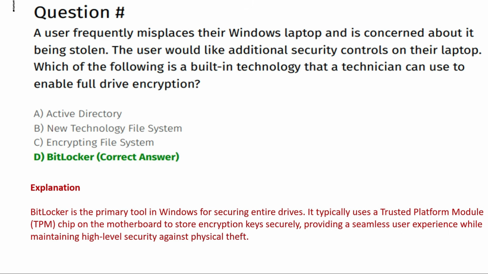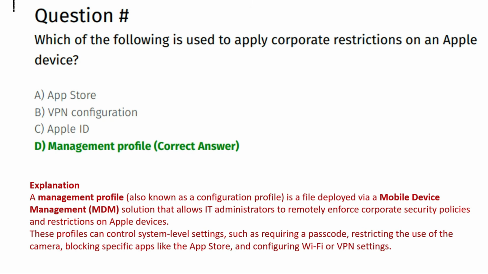So let's check the explanation. BitLocker is the primary tool in Windows for securing internal drives. It typically uses a Trusted Platform Module, TPM, chip on the motherboard to store encryption keys securely, providing a seamless user experience while maintaining high-level security against physical theft. So that's why the correct answer for this question is option D, BitLocker. So let's move to the next question.